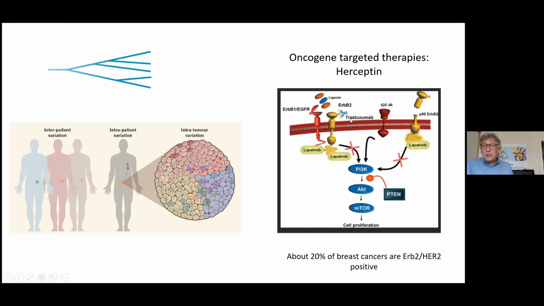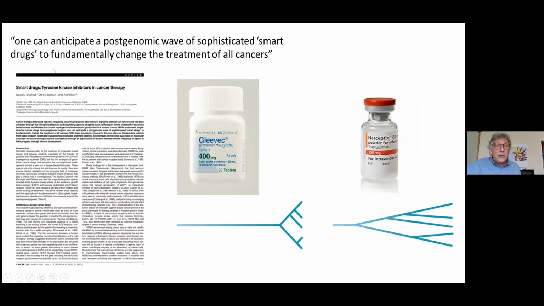So this was an exciting time at the beginning of the 2000s when this was approved for the treatment of breast cancer. It led the people involved in its development, particularly Dennis Slamon here, who was a pathologist who noticed the amplification of this particular protein and its greater activity in 20% of breast cancers, to write this article at that time, a very positive article, why not? "One can anticipate a post-genomic wave of sophisticated smart drugs to fundamentally change the treatment of all cancers, all cancers."